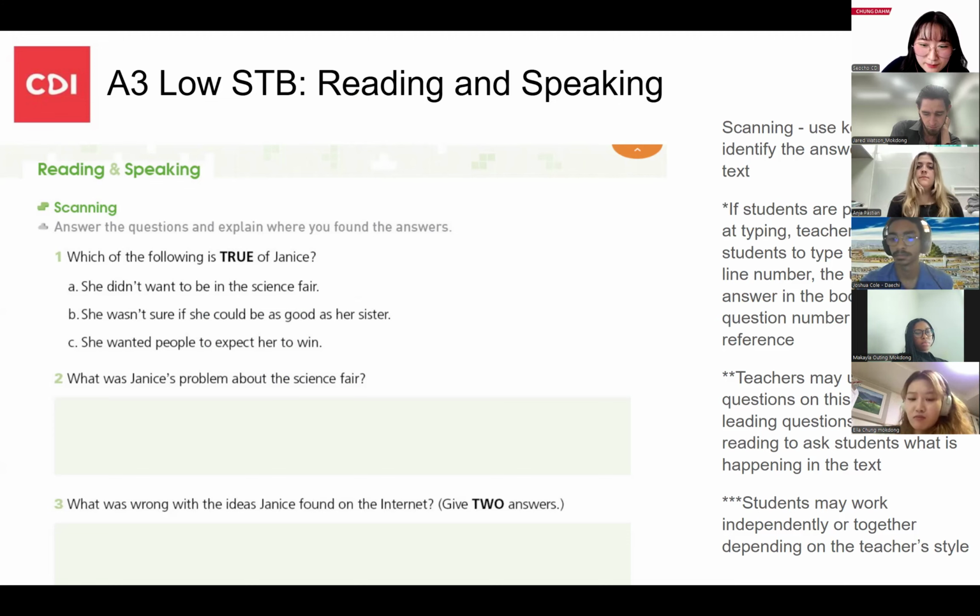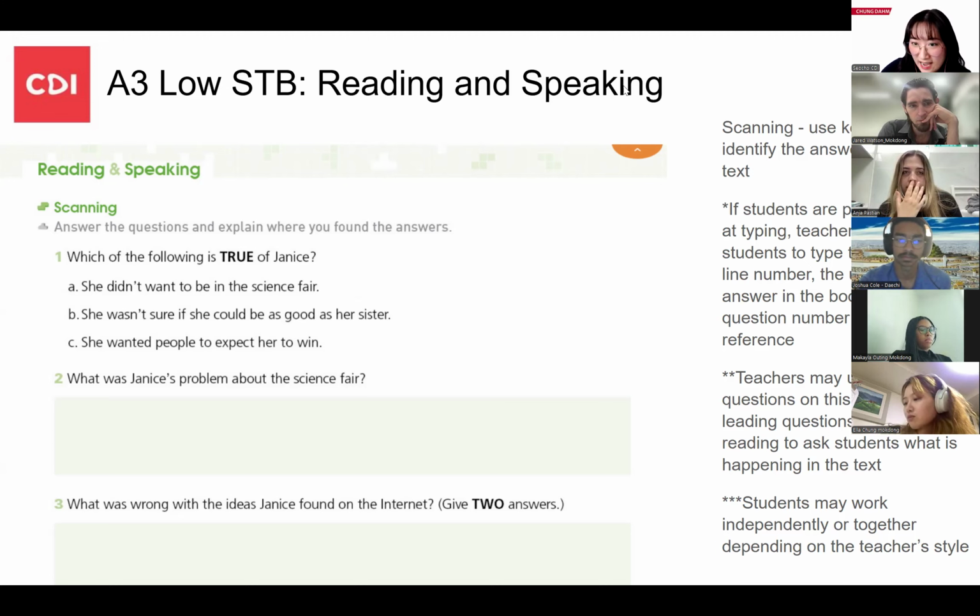And this is where it becomes really useful for the students to have marked the numbers of the lines on each page. Because if students are particularly slow at typing, which sometimes the lower level students can be, teachers may ask the students to just type the number of the page and then the line number in the tablet. And then they can just write the number of the question in the workbook for reference. So they can go back and forth and see where the answer is in the reading.